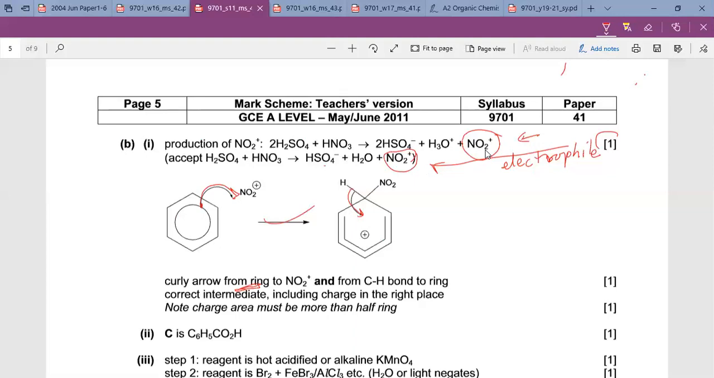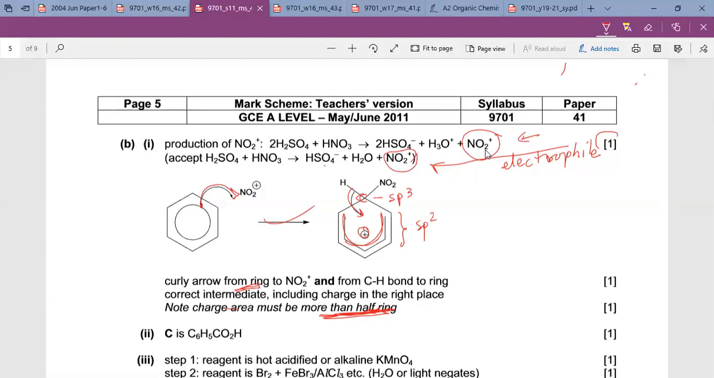And the correct intermediate is not here. See now, the ring here. Correct intermediate including charge in the right places, that means the charge center. Note, the charge area must be more than half the ring. Open your eyes. See, half the ring. Only this carbon here is sp3, very important. All the others here are sp2, very important. Okay, so that is what electrophilic substitution is all about.